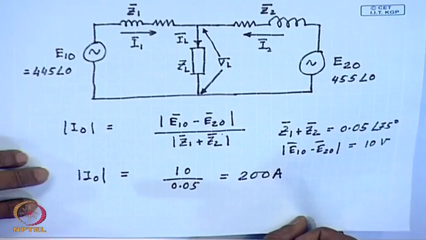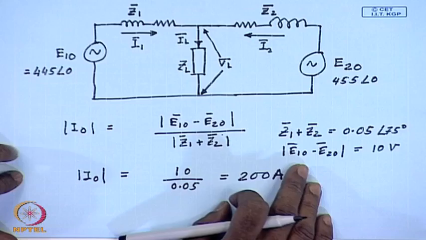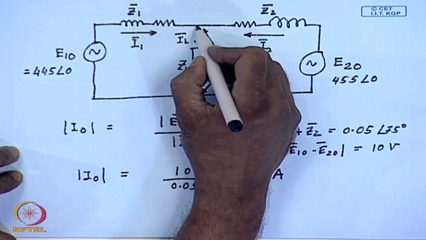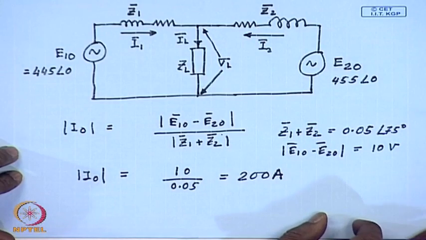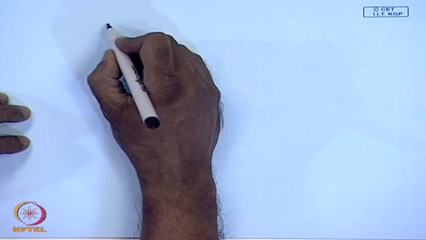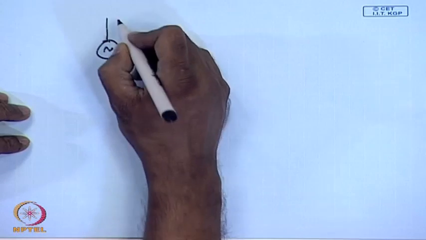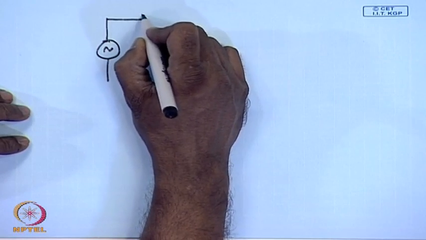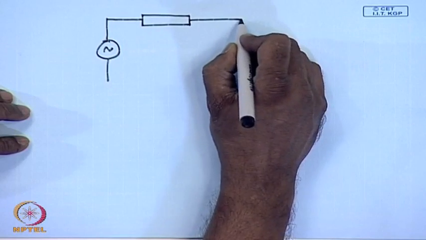In order to solve the next two parts, we will have to solve this circuit. To solve this circuit, we draw the Thevenin equivalent of this circuit across the load branch. The Thevenin equivalent circuit consists of a Thevenin source VTH and a Thevenin impedance ZTH. So, the Thevenin equivalent circuit will look like this.